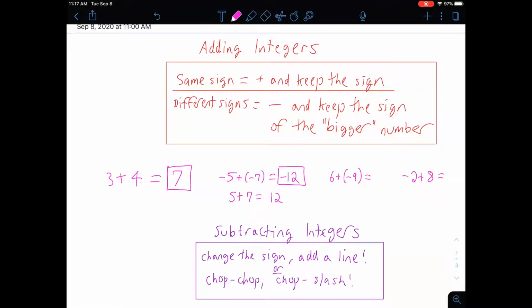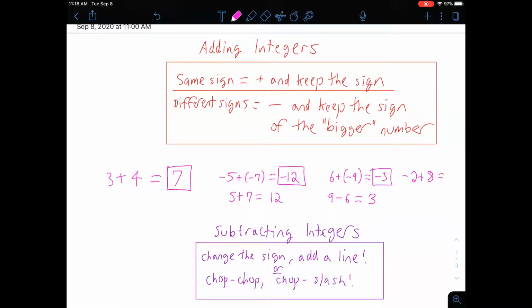All right, 6 plus -9. Same signs or different signs? Those are actually different signs. So what we're going to do instead of adding, we're going to subtract 9 minus 6. What's 9 minus 6 going to be? That's going to be 3. And then which number is bigger, 6 or -9, or 6 or 9? Which one's bigger? The 9 is bigger, and the sign on the 9 is negative. So we're going to keep it. It's going to be a -3. It's going to be our final answer.